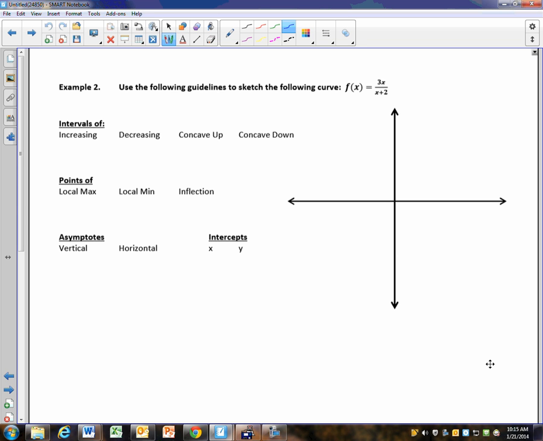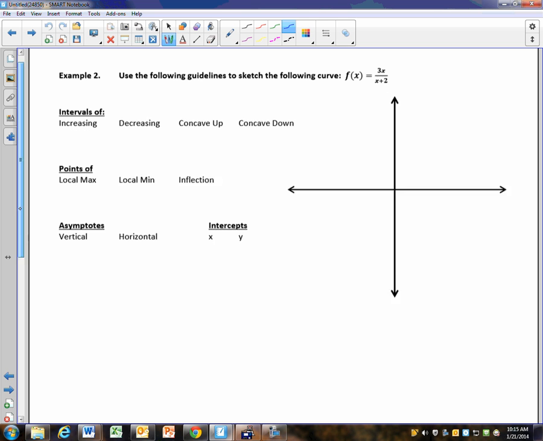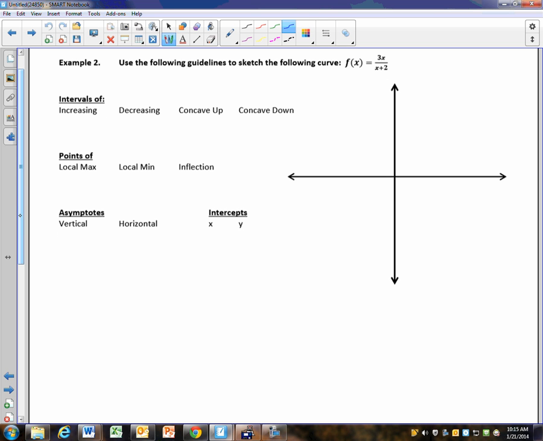3x over x plus 2. Now, the first thing I want you to do is identify. You should be able to look at this and understand it's a rational function because it's expressed as a fraction. And you should be able to look at it really quickly and identify what the vertical asymptote is. Where is this function undefined? -2. So you have a vertical asymptote at x equals -2.